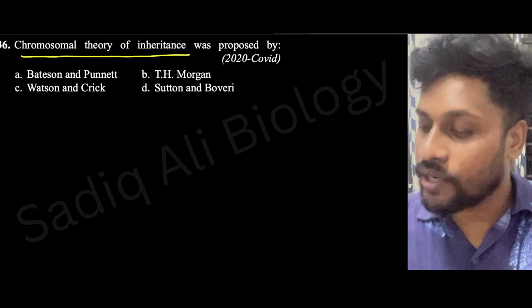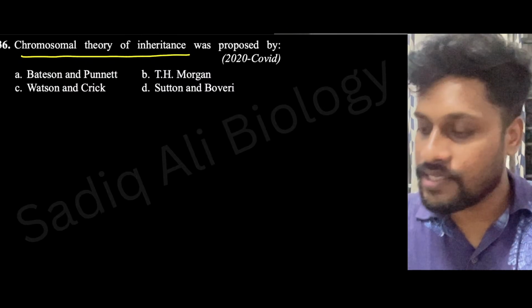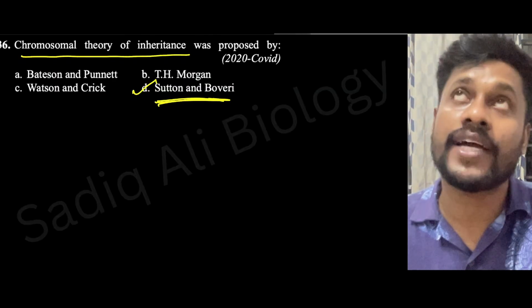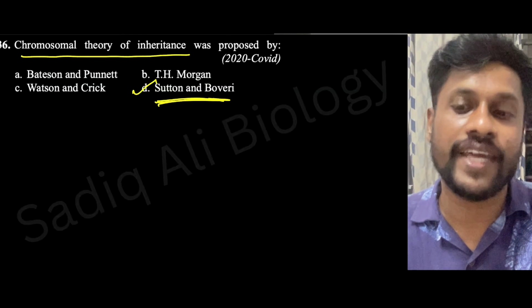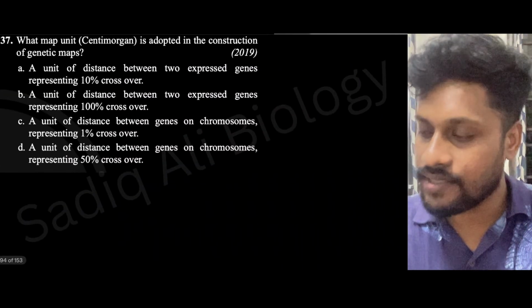Bateson, Punnett, Morgan, Watson and Crick, Sutton and Boveri. Yes, yes, yes, guys. Sutton and Boveri. Right? Watson and Crick proposed, I remember, the double helix model of DNA. Not this, right? 37, guys.